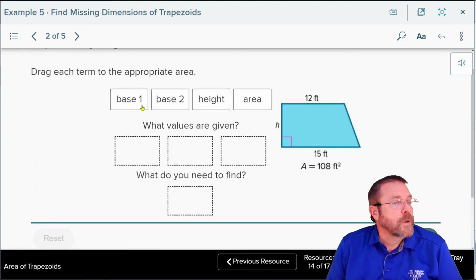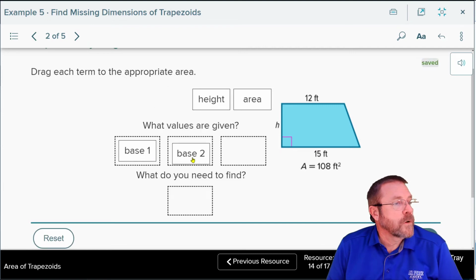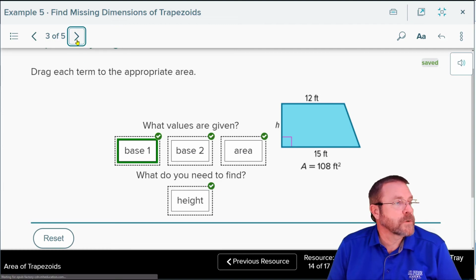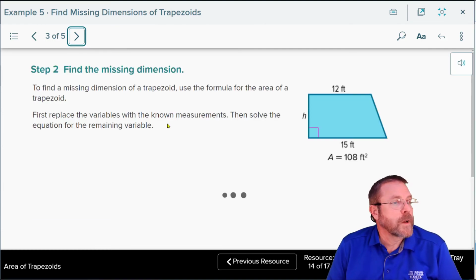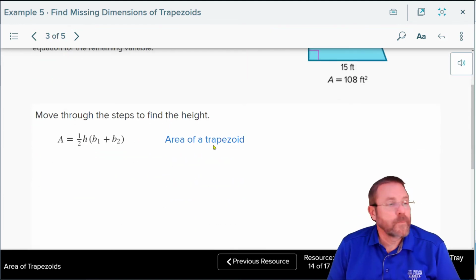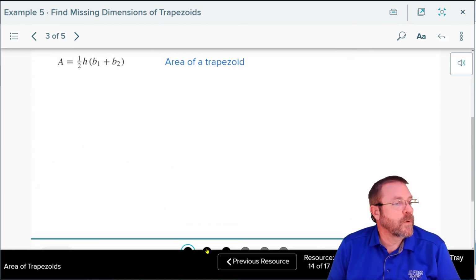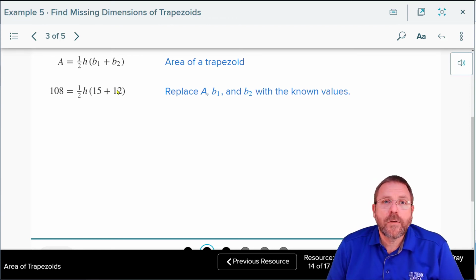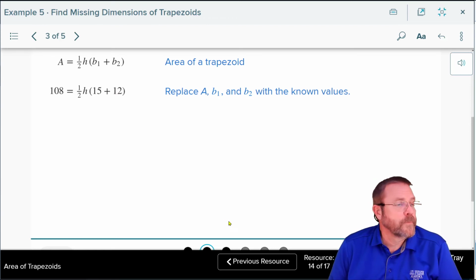First of all, what do we know? We know what the bases are, and we know what the area is. What are we looking for? We're looking for the height, so that part checks. From there, we're going to work towards finding that missing value. You've got the formula, and when you take that formula, you can just plug in what you know. You know the area, 108. You know your two bases, 15 and 12. Now you have to take and work through it from there.